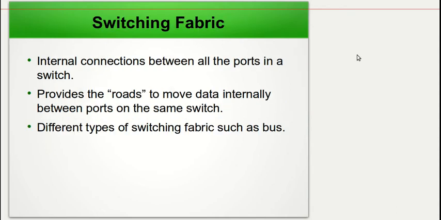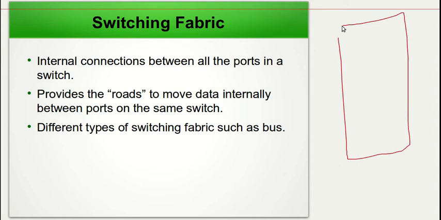A switch also has what we call a switching fabric. All a switching fabric is, is a bunch of connections between the different ports, and it allows the different ports on our switch to communicate. So imagine these are the ports on our switch. A switching fabric is kind of like roads or paths between our ports, which allow those ports to send data between each other and communicate with each other.